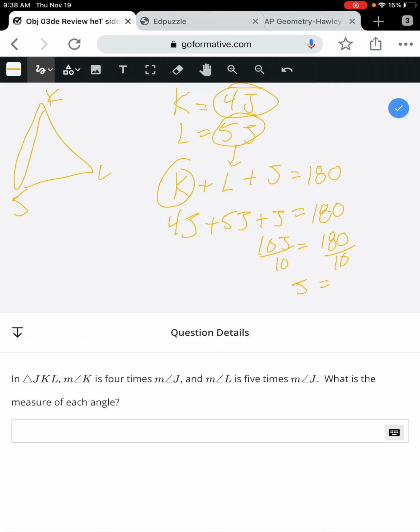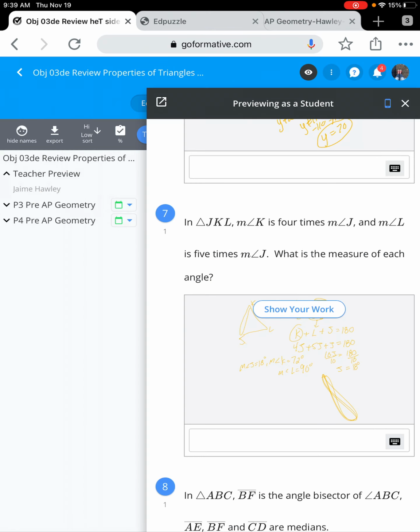And so I know the measure of angle J is equal to 18 degrees. So that's what I would start with. So the measure of angle J is equal to 18 degrees. The next one I know is the measure of angle K is equal to 4 times 18, which is 72 degrees. And the measure of angle L is 5 times J, which is 5 times 18, which is 90 degrees. Okay, so it's 18, 72, and 90.